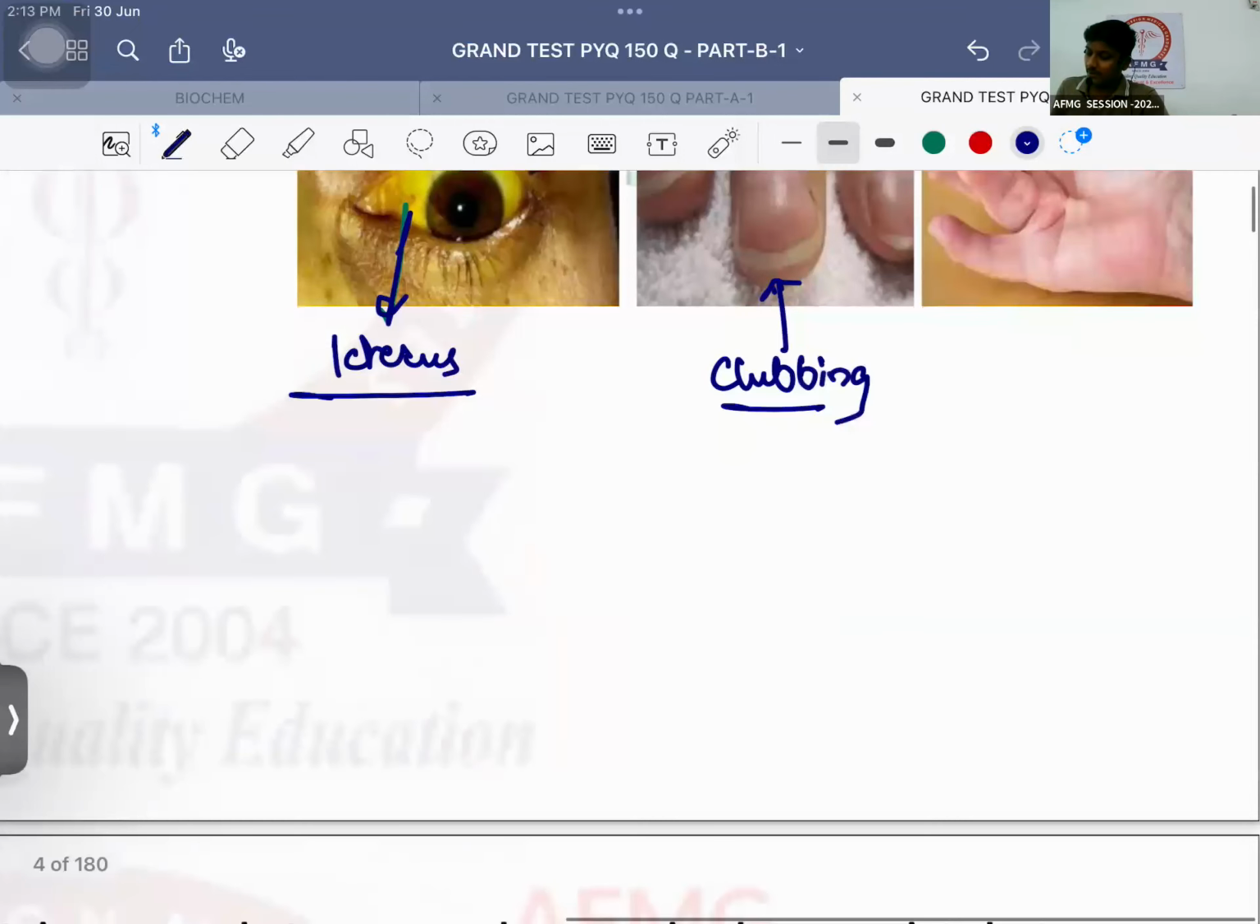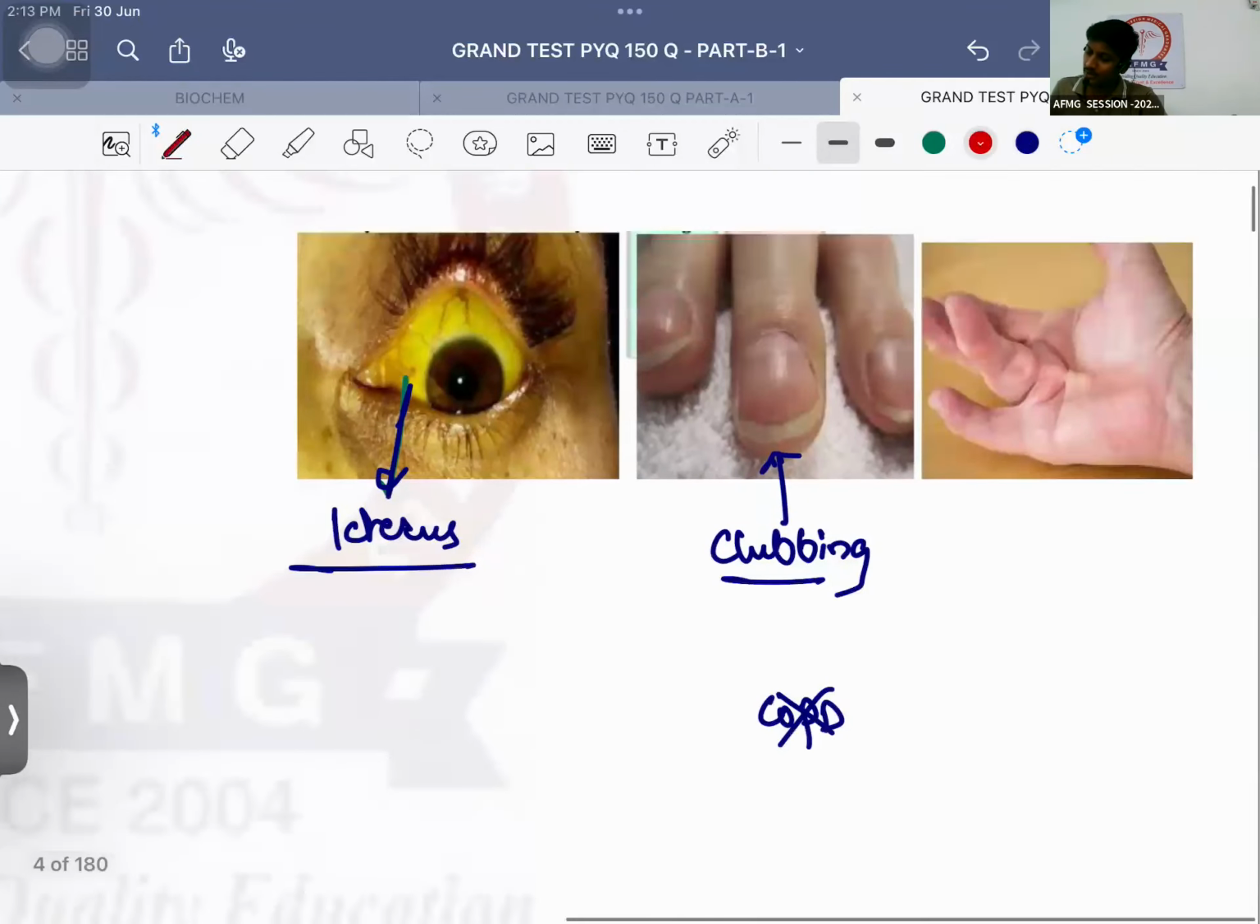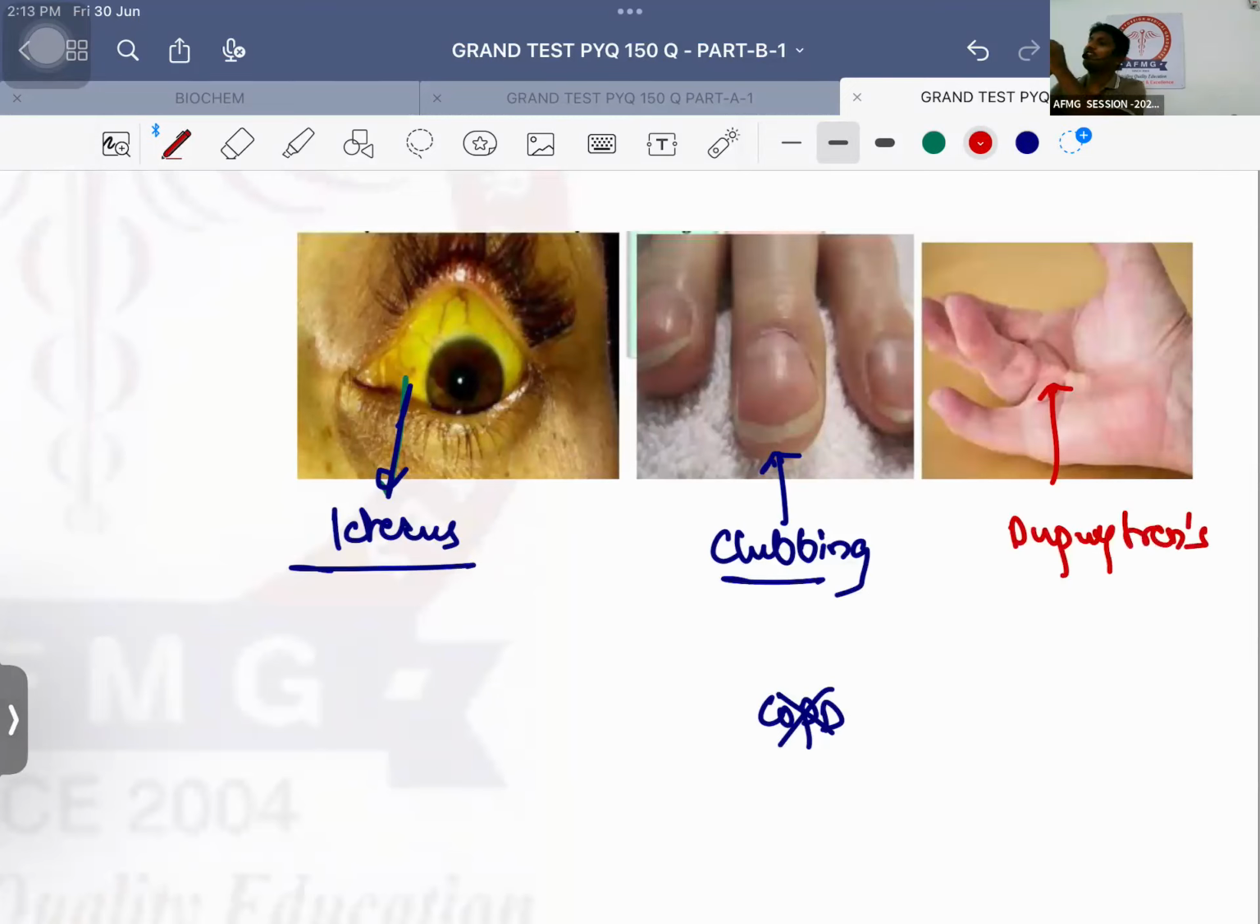ठीक है? So please remember COPD में usually the patient does not have any kind of clubbing. ठीक है? Next important is this one. What is this? Anybody? Very good. This is a case of Dupuytren's contracture. Dupuytren's contracture is usually due to fibrosis of the flexor tendon. Okay? When there is fibrosis of the flexor tendon, that causes Dupuytren's contracture.